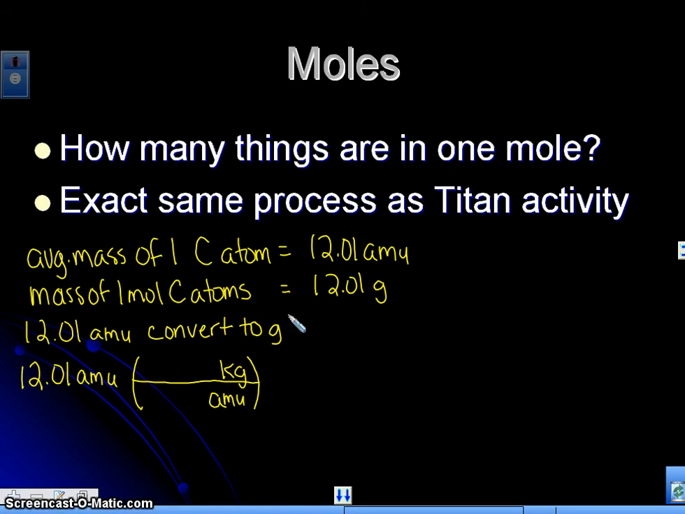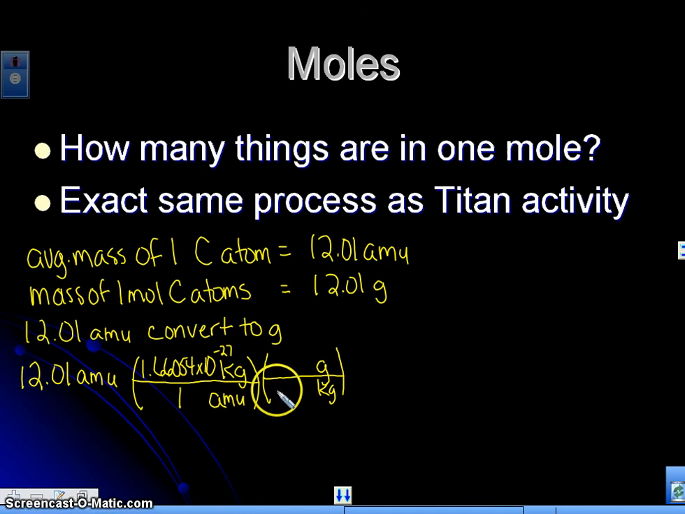So we need to put our conversion on the top there. Our number is 1.66054 times 10 to the negative 27th kilograms in 1 AMU. And then we need to go from kilograms to grams. So again, we want kilograms on top. Kilograms on the bottom. And we want grams on the top so that kilograms will cancel out.